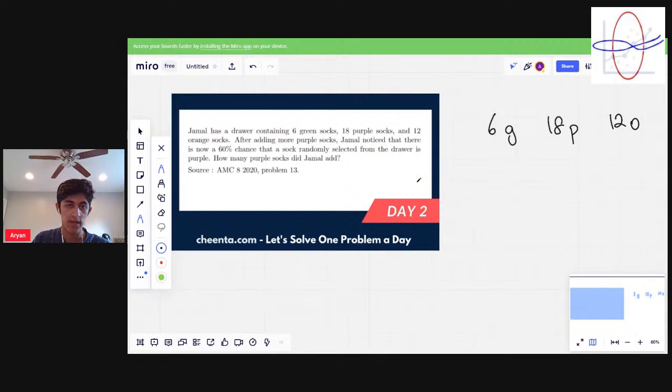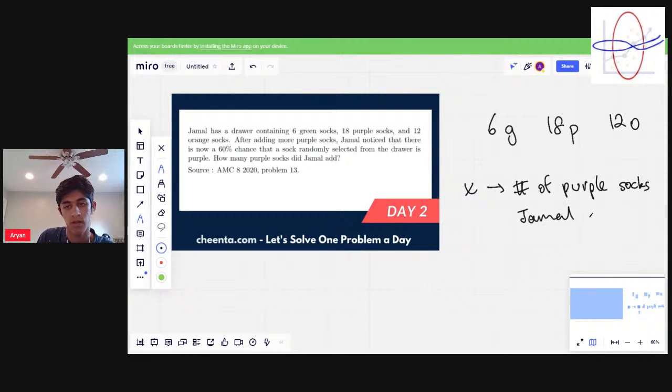Now after that, the question says that he adds some more purple socks. So let's say X represents the number of purple socks that Jamal added, right? So it says Jamal noticed that there's a 60% chance that a sock selected from the drawer is purple. So with a question like this, a 60% chance tells us we're working with probabilities.